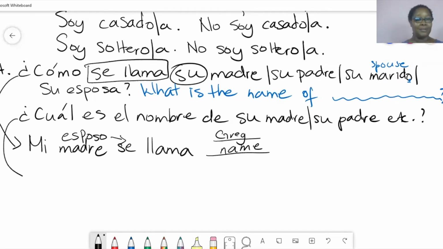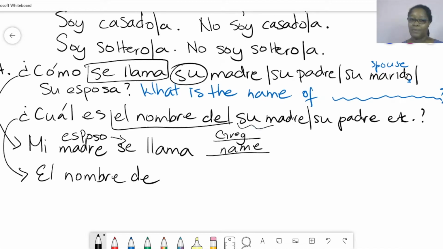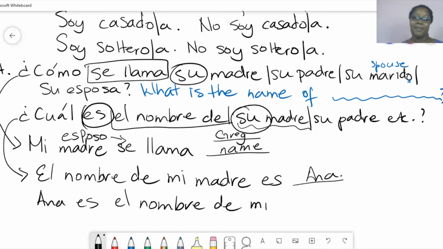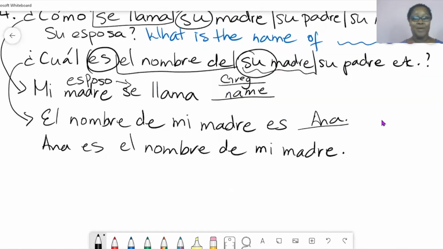And in responding to this question, we pick up with this structure: El nombre de, and whoever we're talking about. Remember, we grab our su and we make it mi madre. Grab our verb, put it down there, es, and we say whatever her name is. And that's all there is to that one. Super duper easy. We could flip this and say, Anna es el nombre de mi madre. Super duper easy, isn't it? This is just a breeze. Let's move on to número 15.